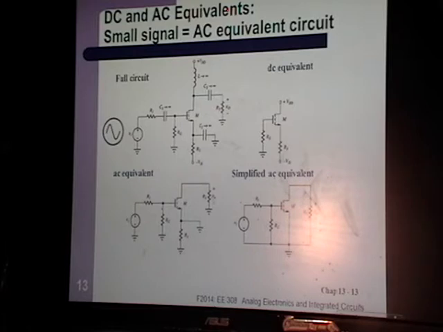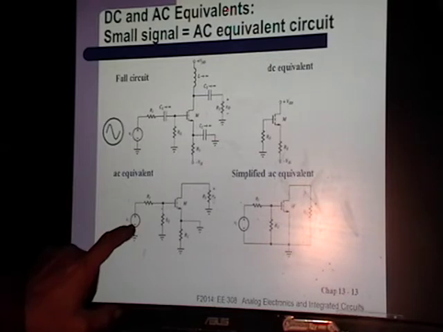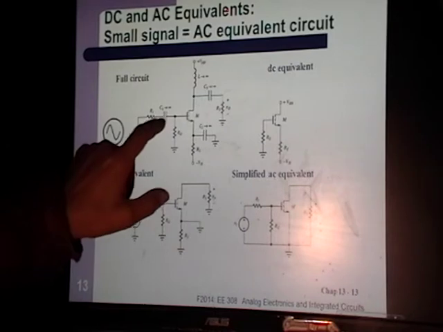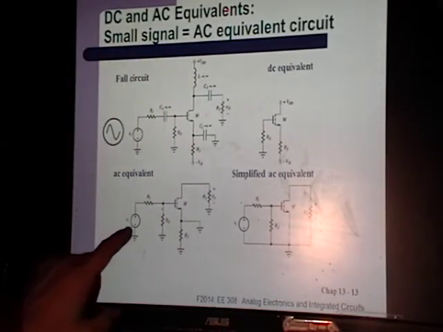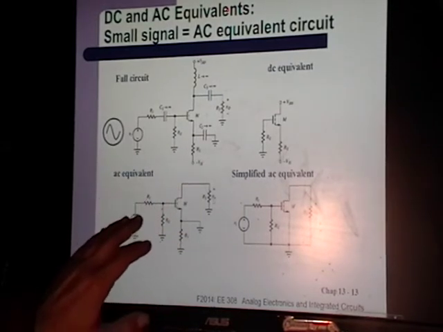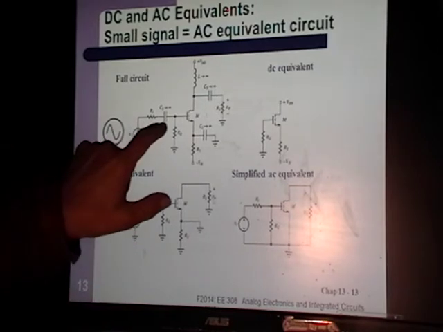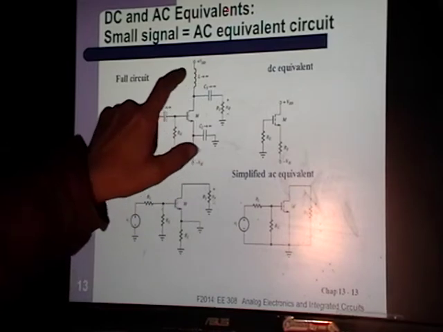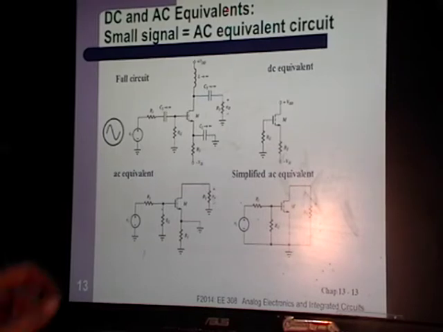For small signal, we turn this on such that it's a high enough frequency to make the capacitors shorts and make the inductors open circuits. So again, when we're doing the AC equivalent or the small signal version of the circuit, put this frequency high enough such that all the capacitors become short circuits, and the inductor becomes an open circuit.